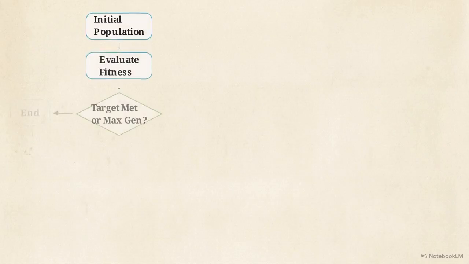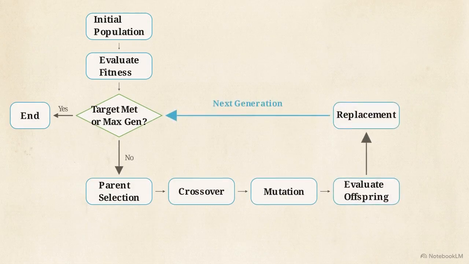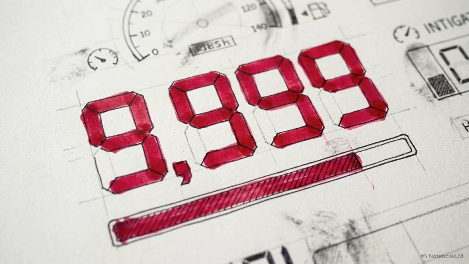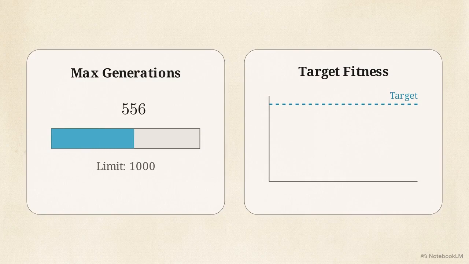When we synthesize these individual operators, we get the complete block flowchart of an evolutionary algorithm. During the replacement phase, the new offspring take the place of the old population, and the cycle repeats, running for hundreds or thousands of generations. The loop only breaks when it meets a defined termination condition. Either a maximum generation limit is reached or the target fitness score is achieved.